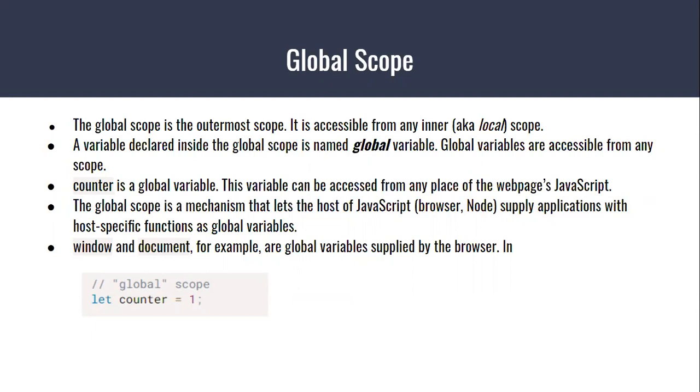Global variables are accessible from anywhere in any scope. So counter is a global variable here. Counter can be accessed from any place in the web page JavaScript. Why you would put a counter up top in there, I have no idea, but maybe that had a logical piece somewhere in your code.